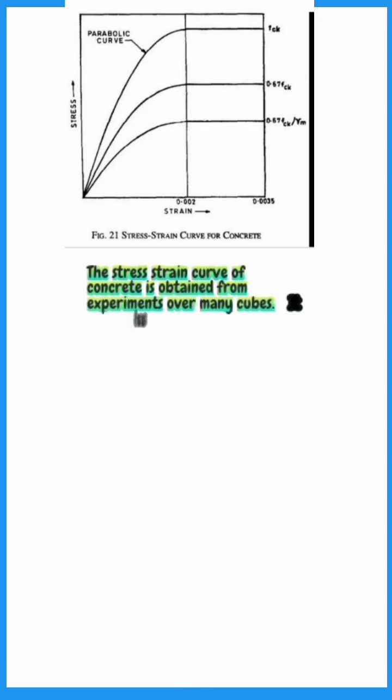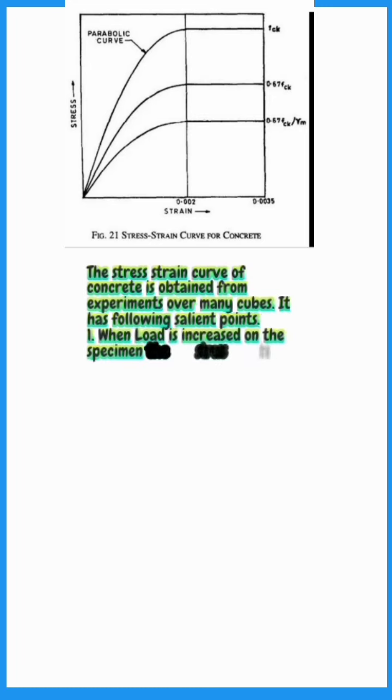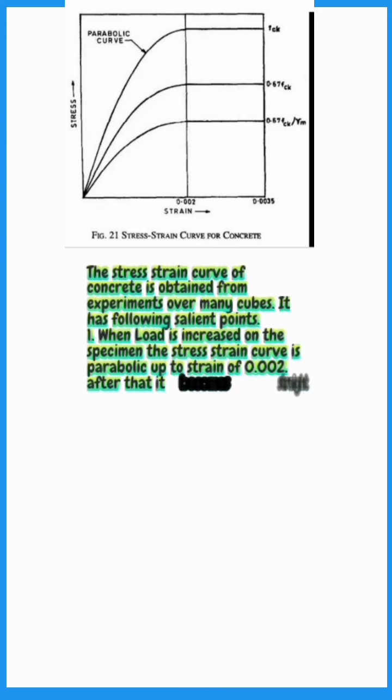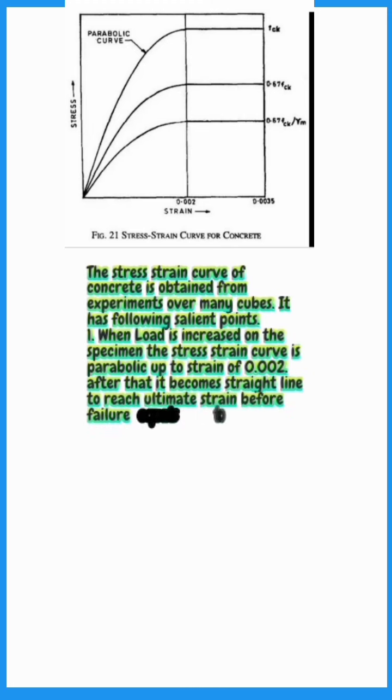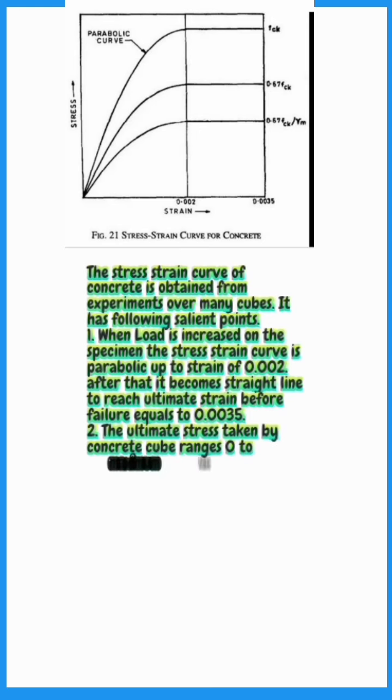The stress-strain curve of concrete is obtained from experiments over many cubes. It has the following salient points. 1. When load is increased on the specimen, the stress-strain curve is parabolic up to strain of 0.002. After that it becomes a straight line to reach ultimate strain before failure equal to 0.0035. 2. The ultimate stress taken by concrete cube ranges from 0 to maximum value of FCK.